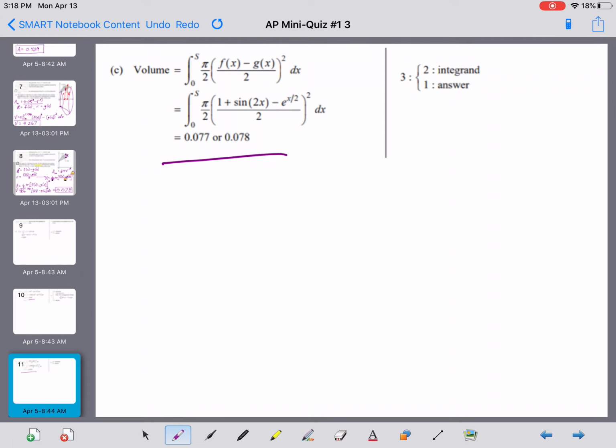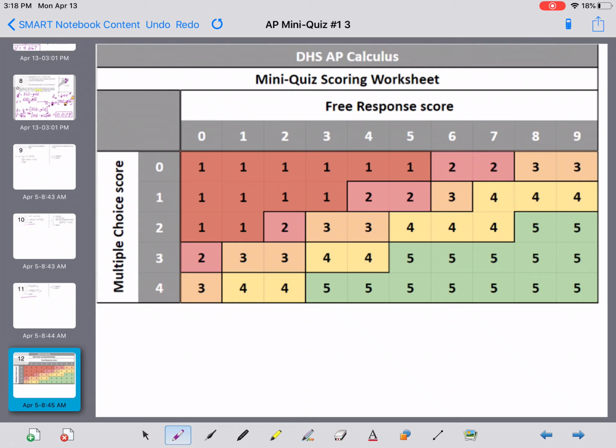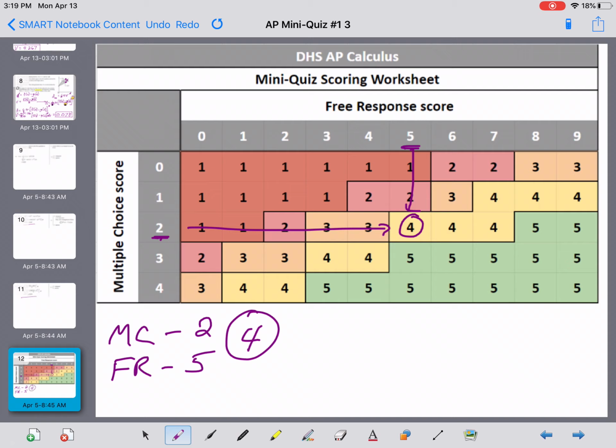Okay, so that's a wrap for mini quiz number 1, and I think the last slide I had right here was to show you guys this goofy grid here again. So just a couple of for instances right here. Let's just say that on a multiple choice, you got 2 of the 4 right, and on the free response, you got 5 points right there. So a multiple choice of 2 would get us right here, and a free response score of 5 would mean, if I follow this one down and this one over, that you got a 4 on this particular one here.